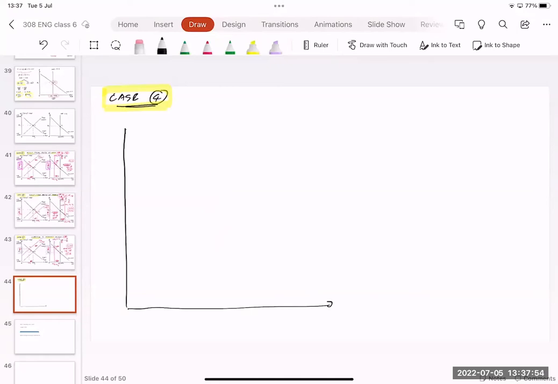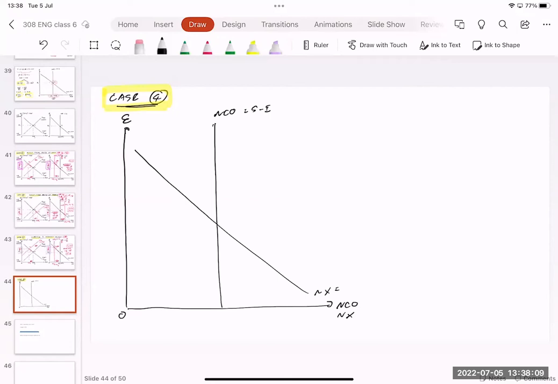This is the real exchange rate. This is NCO and NX. We have NCO, which is equal to S minus I, and NX equal to X minus M. Let's say NX1, X1, M1, equilibrium point 1. This is NX1 equal to NCO1, at real exchange rate epsilon 1.